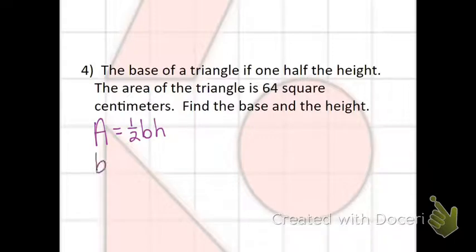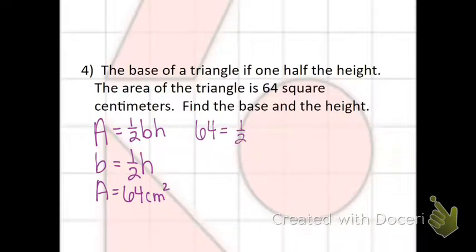The base, or B, equals 1/2 the height, or 1/2 h. And the area is 64 square centimeters. Take that information and plug it into the formula. So instead of A, we've got 64 equals the 1/2 that was already there. Instead of putting a B, I'm going to use the 1/2 h, and then we have the other h that was already in the formula.